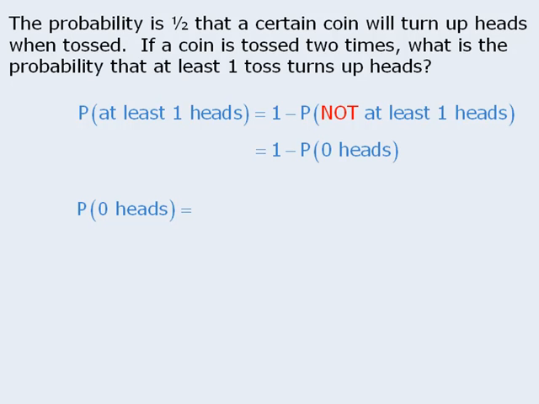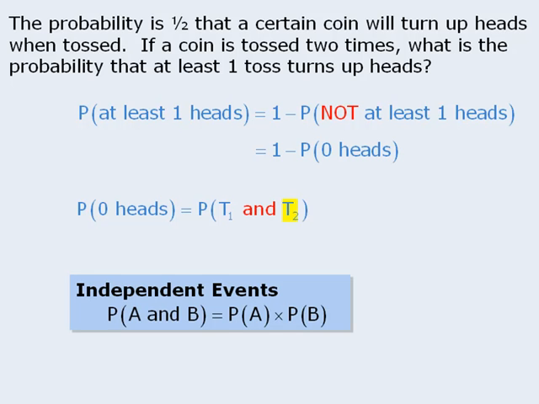Well, getting 0 heads is the same as getting 2 tails. And to get 2 tails, we would have to get tails on the first toss and tails on the second toss. This is an AND probability, so we must check for independence. Since the occurrence of this event does not affect the occurrence of this event, the events are independent. So we'll use this formula to rewrite the probability as the product of 2 probabilities.